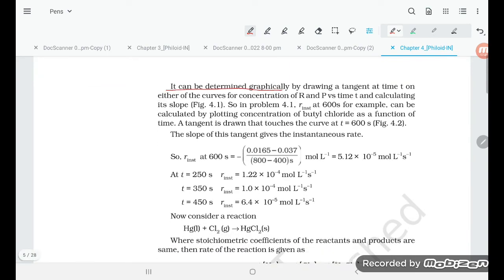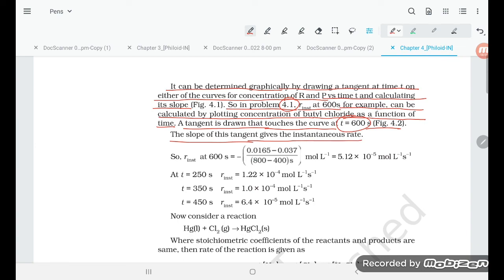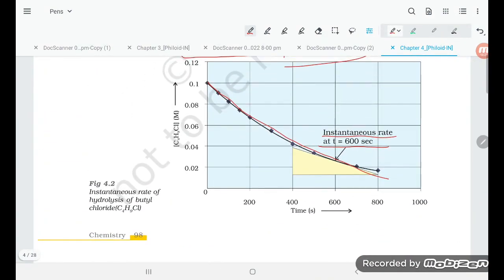It can be determined graphically by drawing the tangent at time t on either of the curves of the concentration of R and P versus time t and calculating its slope. So in problem 4.1, r instantaneous at 600 seconds for the example can be calculated by plotting the concentration of butyl chloride as a function of time. A tangent is drawn so that it touches the curve at t equal to 600 seconds. The slope of this tangent gives the instantaneous rate of reaction. So this is the touching point here, where the slope is touching.